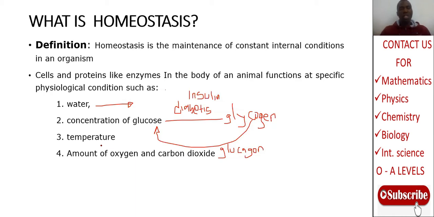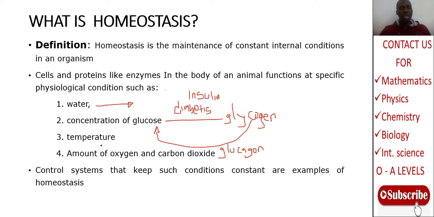Okay, so now just to answer the question, explain the importance of homeostasis. Homeostasis helps to maintain a constant level of water, a constant level of glucose, a constant level of temperature, and a constant level of the gases, oxygen and carbon dioxide. So it is very important. The control systems that keep such conditions constant are examples of homeostasis. Okay, let's see now how properly we can phrase our answer.